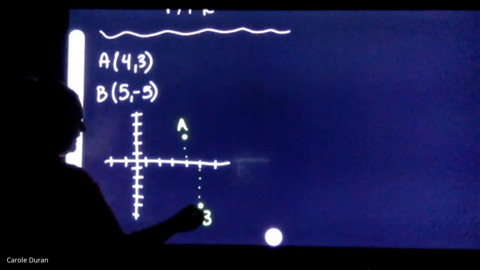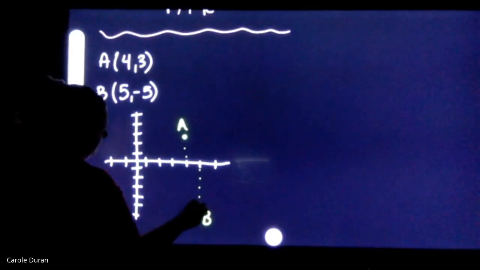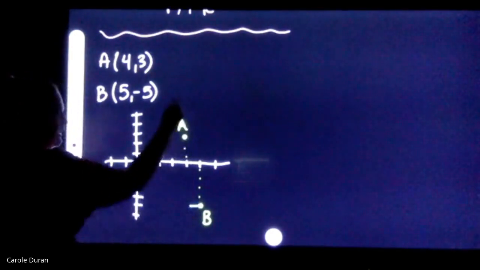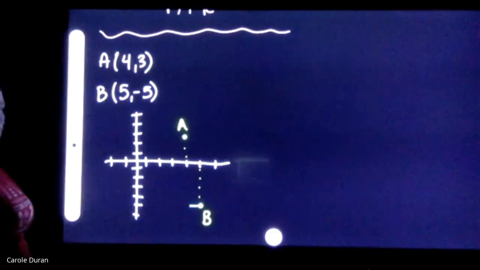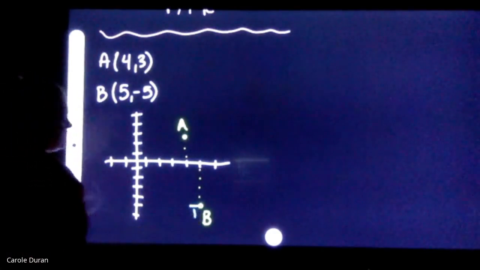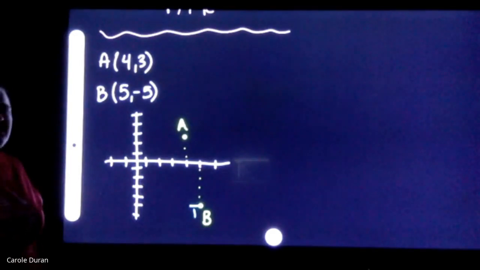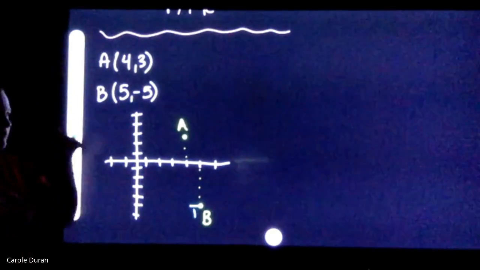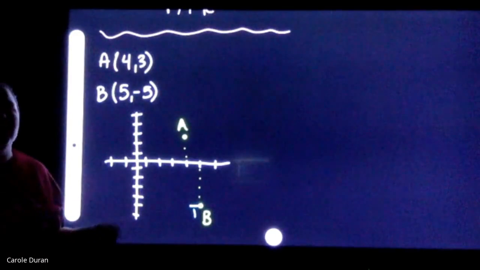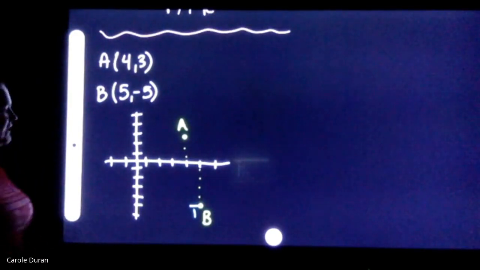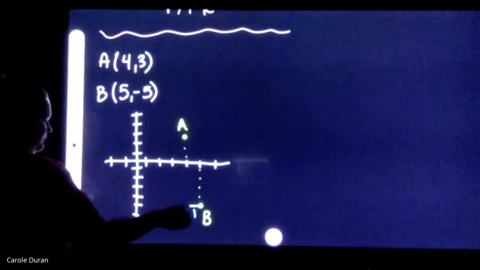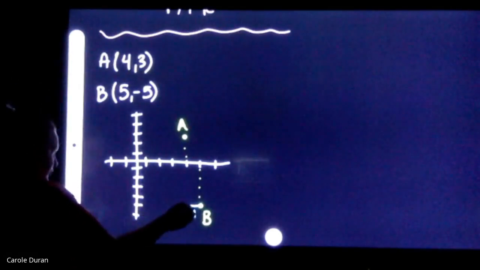Hopefully we recognize that I need to move 1 unit to the left so that I'm in line vertically with A. So this is a distance of 1. We don't have a negative 1 because we can't have a negative distance. So even if we're moving left or if we're moving down, it's still positive. Okay? Then to get in line with A horizontally, I need to go up.